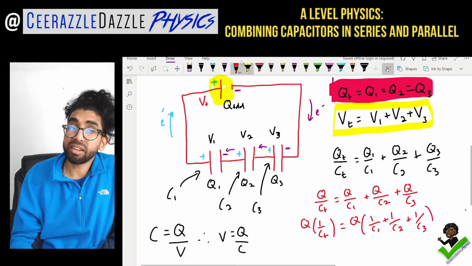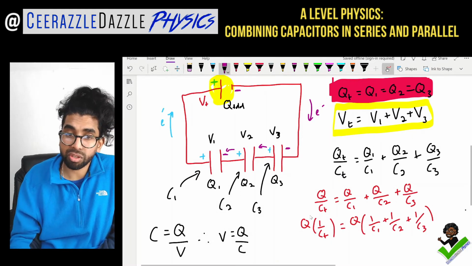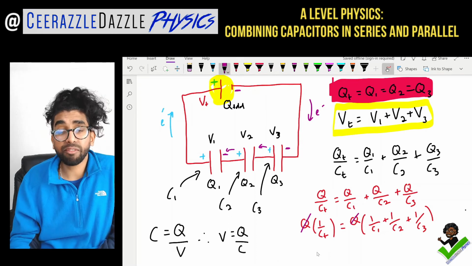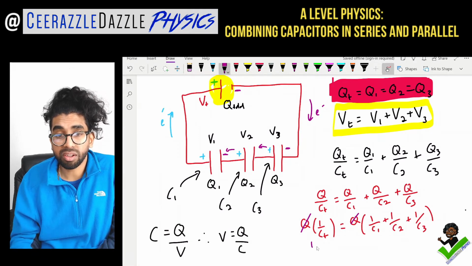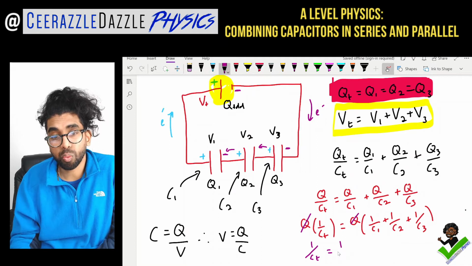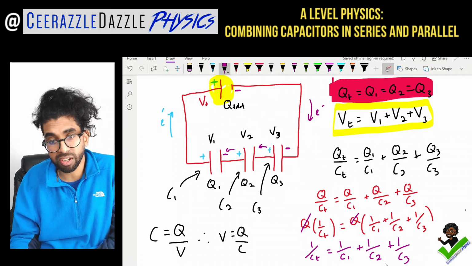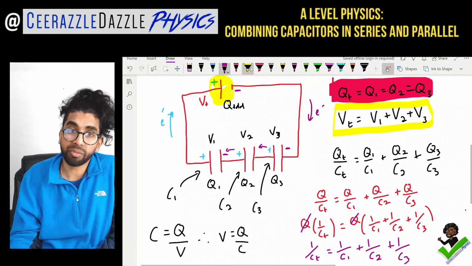Happy with this? Then, obviously, mathematics, we can cancel them out. So Q cancels out with Q over here. Therefore, we end up with the following expression: 1 over CT, the capacitance in total, is equal to 1 over C1 plus 1 over C2 plus 1 over C3. Wonderful.